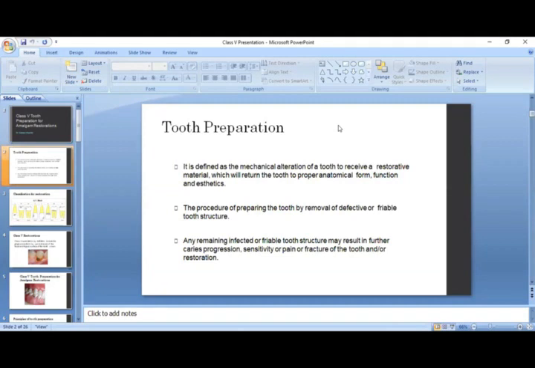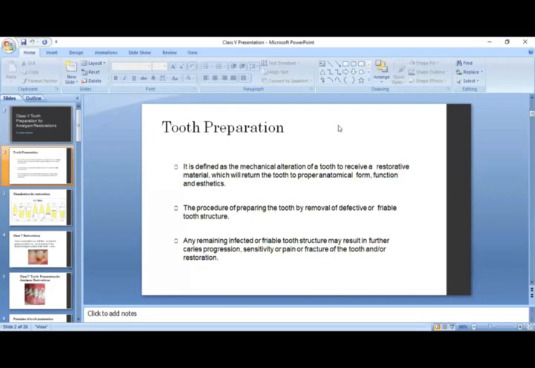Because you put your restorative material on a very weak base, or it was not on sound tooth structure. You basically put that restoration on weak tooth structure. So if you put the restoration on weak tooth structure, that ultimately is going to fail. It won't work out. So you need to place the restoration on sound tooth structure.